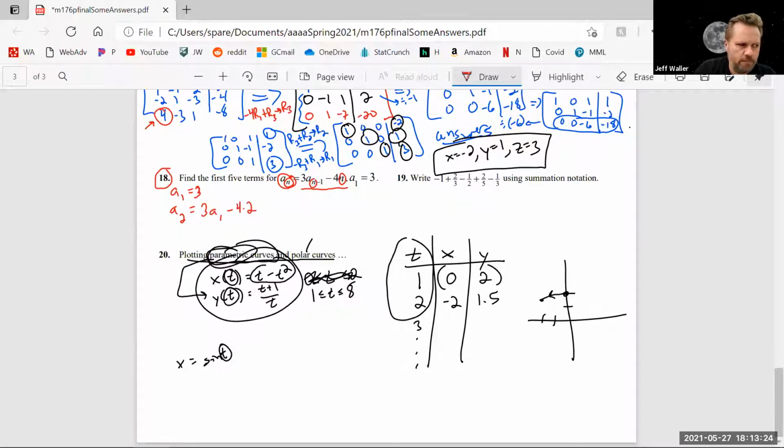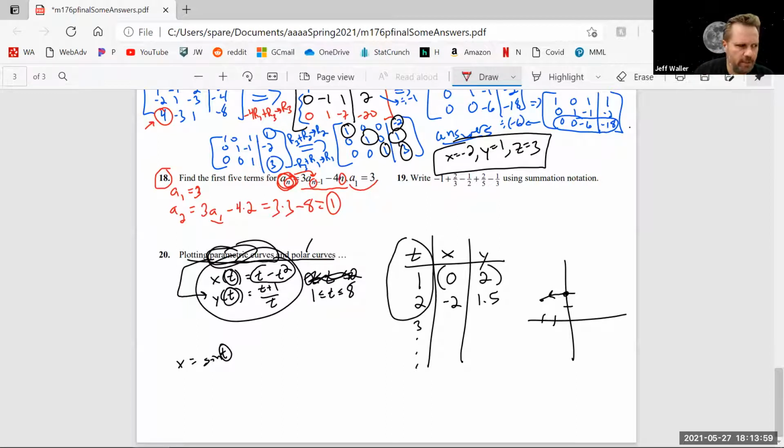And what is A1? What's A1? 3. Yeah, it's 3. So 3 times 3 minus 8, so I get 1. Is that cool? So do you see why I had to tell you this? Because the next term is related to the term before it. So I had to have a beginning spot.